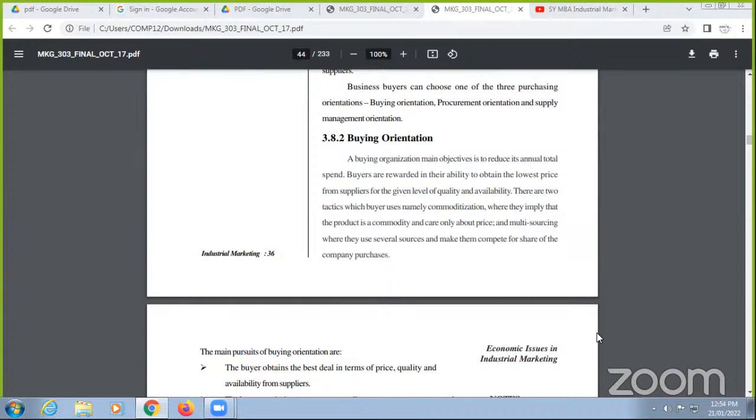Next point, fundamental buying orientations. A buying orientation's main objective is to reduce its annual total spend. Buyers are rewarded for their ability to obtain the lowest price from suppliers for a given level of quality and availability. There are two approaches buyers use: commoditization, where they imply that the product is a commodity and care only about price, and multi-sourcing, where they use several sources and make them compete for a share of the company's purchases.